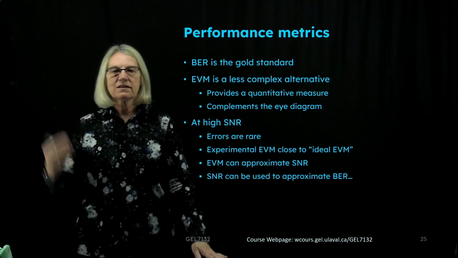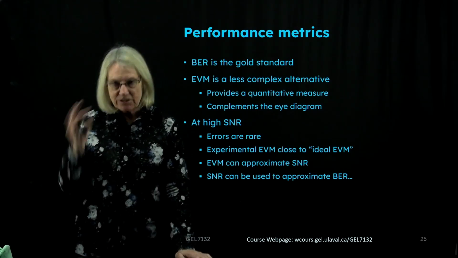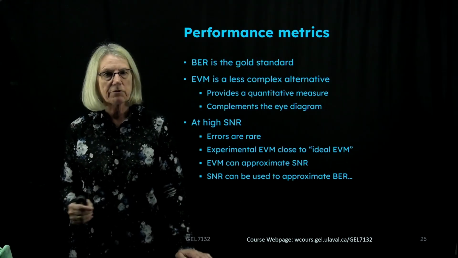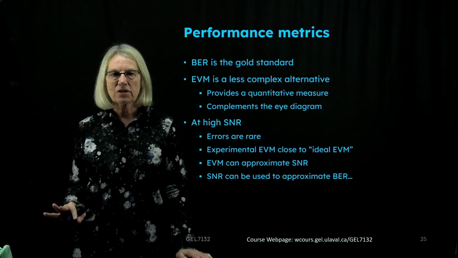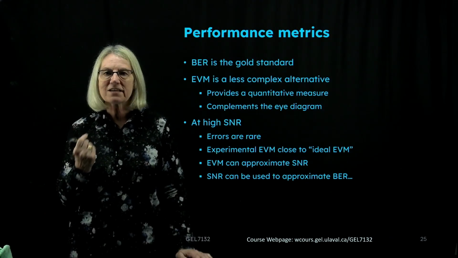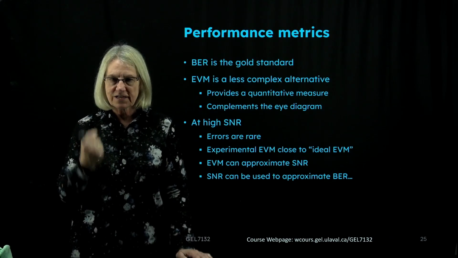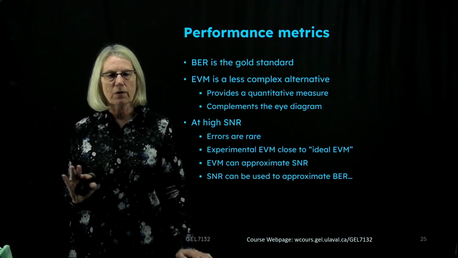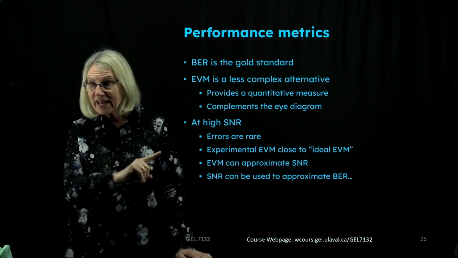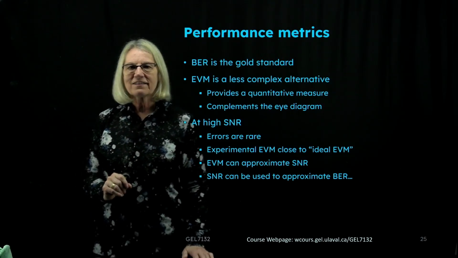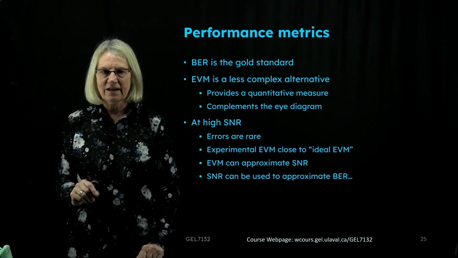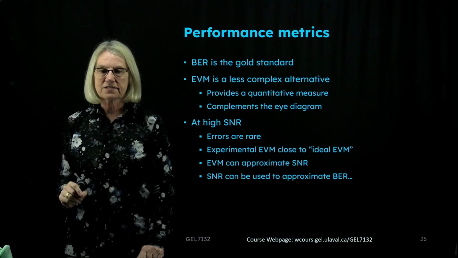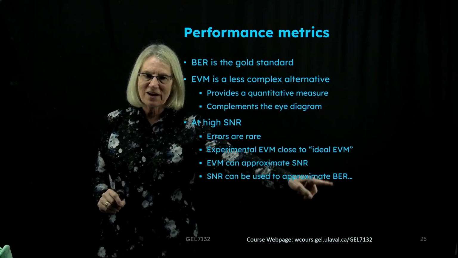So, we've seen many metrics for performance. We talked about bit error rate, the gold standard, but how expensive it is to measure it in the laboratory. EVM, a less complex alternative, still provides a quantitative measure of the quality of our signal, and it complements the eye diagram. So the eye diagram gives us some metrics, EVM gives us another one, which could be quite useful. At high SNR, the errors are rare, and the experimental EVM is close to the ideal EVM. And EVM, most importantly, can be used to approximate SNR in these conditions, and the SNR can be used to approximate bit error rate.